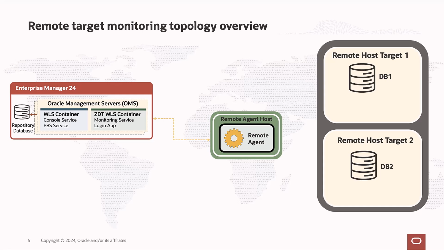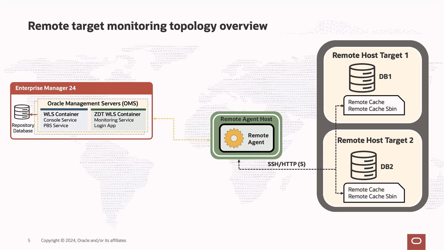Now let's consider a scenario where we have two remote hosts, host 1 and host 2, with database 1 and database 2 deployed on them. We will explore how to remotely add and monitor these database targets to the remote agent. The addition of remote host to the remote agent is initiated from the remote agent. And on the remote host, the remote cache and remote cache sbin directories are created. The detailed content of these directories will be discussed in later slides. Once the remote hosts are added to the agent, it'll start monitoring them.